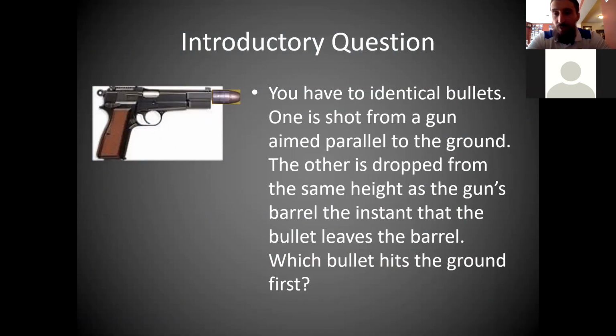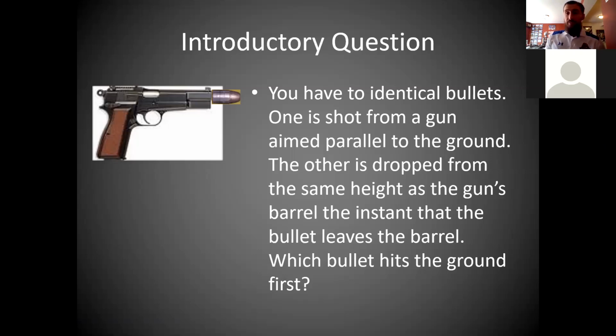It says, you have two identical bullets. One is shot from a gun aimed parallel to the ground. The other is dropped from the same height as the gun's barrel the instant the bullet leaves the barrel. Which bullet hits the ground first? That's supposed to be two, two identical bullets.